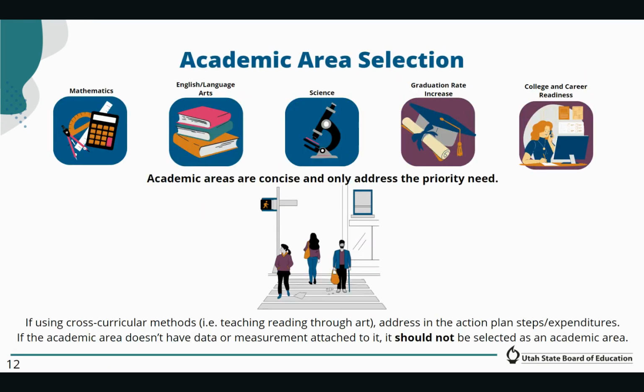When selecting academic areas, they need to be concise and only address the priority need that the goal is written for. If the plan has a cross-curricular method, such as teaching reading through art, art should be addressed in the action plan steps and expenditures. If the academic area doesn't have data or measurements attached to it, it should not be included as an academic area.